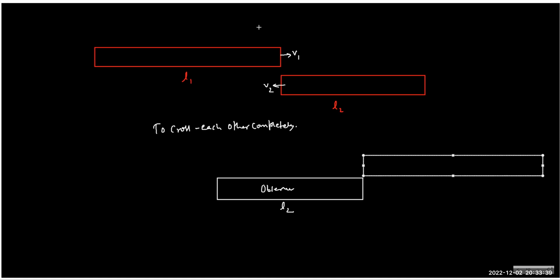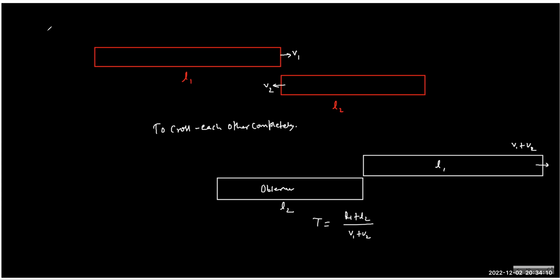So do you guys realize this part, that you have to travel L1 plus L2? And with what speed you are traveling as per the observer? V1 plus V2. So time taken to cross will be how much? Total displacement upon total speed, the relative speed, yes or no? So you will cross each other in this much time. Okay.